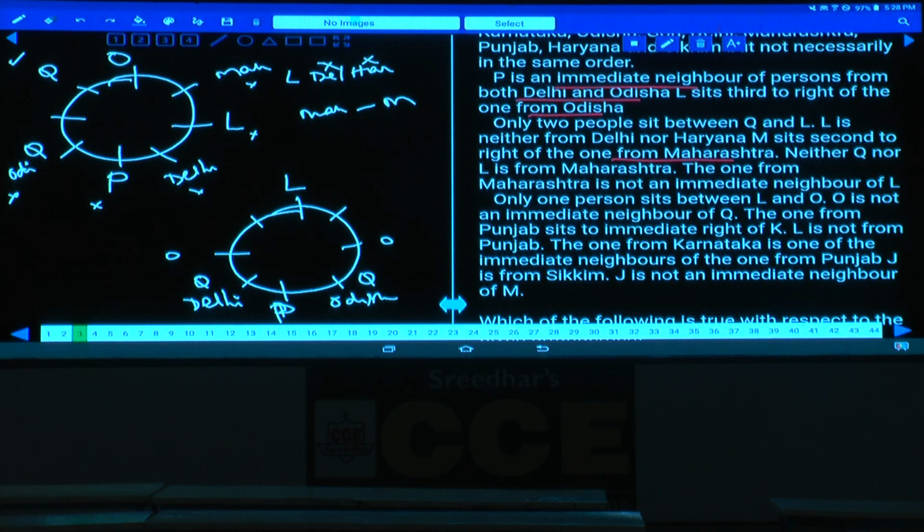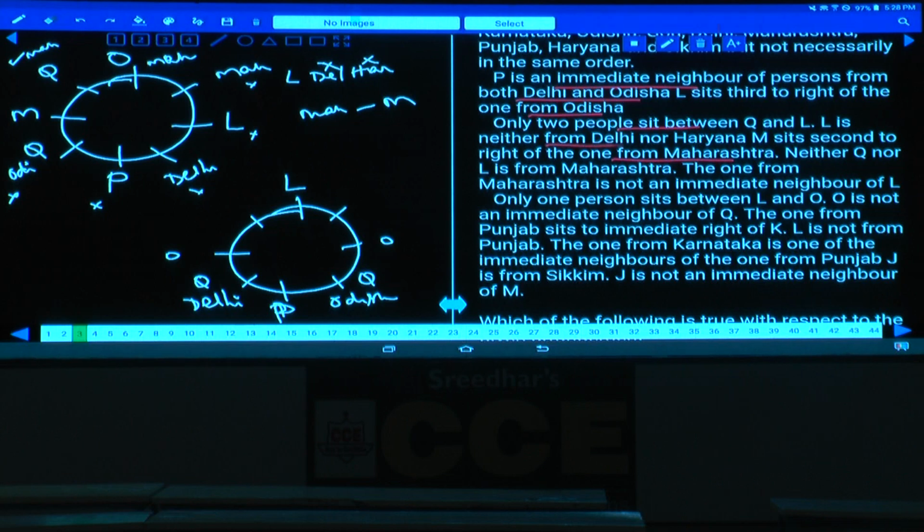And now, can we take Maharashtra at this place or not? Maharashtra cannot be at this place as well, because if Maharashtra is here, M and Q must be in the same place. Hence, that is ruled out. If Maharashtra is here, M will be here, isn't it? As M is here, only two people sit between Q and L.